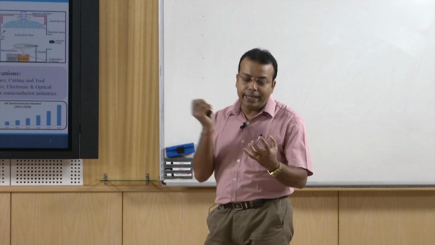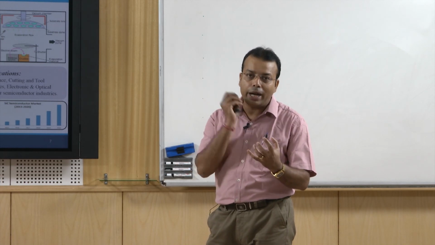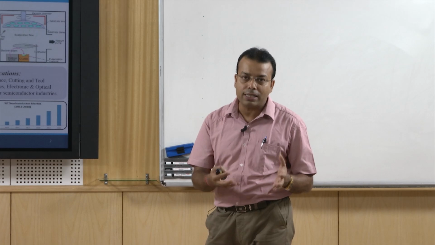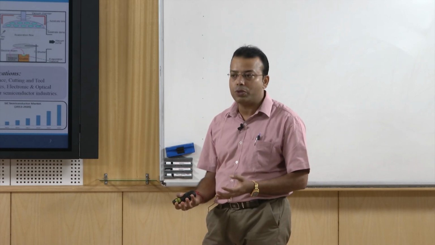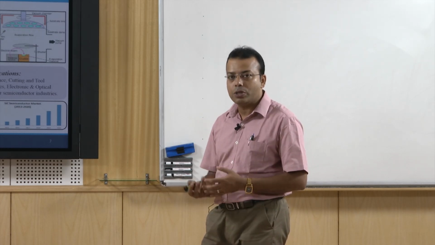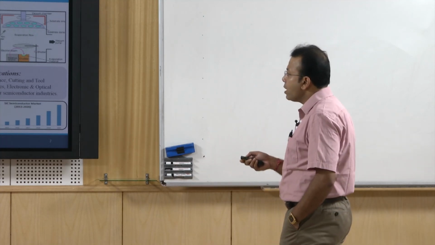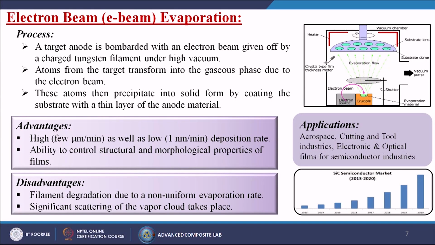So, we are bombarding our anode material with electrons, agitating the material, and it releases certain atoms or molecules that deposit onto the cathode, meaning our substrate. Atoms from the target transform into the gaseous phase due to the electron beam. These atoms then precipitate into solid form, coating the substrate with a thin layer of the anode material. So, what are the advantages?